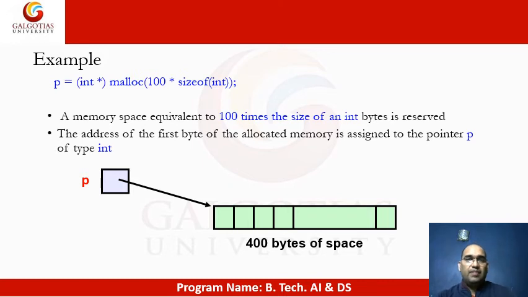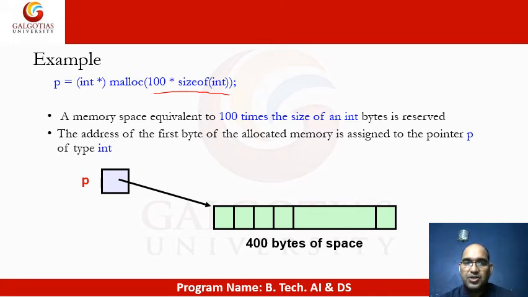Now let's see one example. With this malloc function, a memory space equivalent to 10 times the size of int bytes is reserved. The address of the first byte of the allocated memory is assigned to the pointer p of int type. With the help of this example, what I want to explain is that suppose I want to store 100 integers. In the malloc function we give only one value. Size of integer will return the value 4, 4 into 100 means 400, so 400 bytes of space is created here.